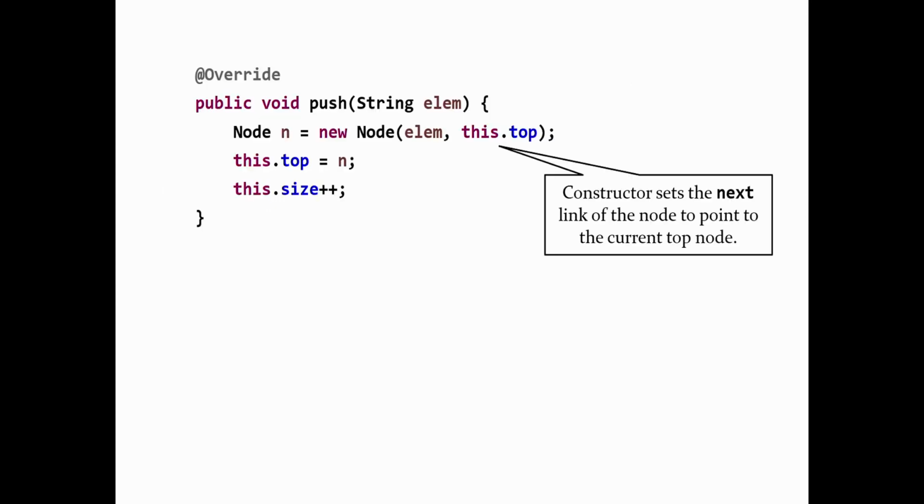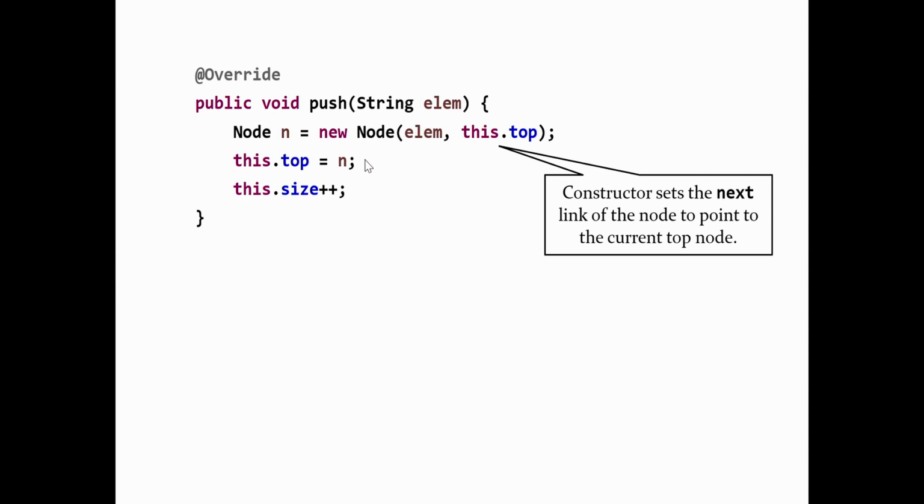So how do you implement this? Well, it looks like that. Make a new node. So here's my new node n. I want to store that value in the node, so I just pass it to the constructor. Now, the constructor for node lets you set the link in the node. I want to make this new node link to the old top node, so you just pass in this dot top. And now your new node is connected to the current top node.